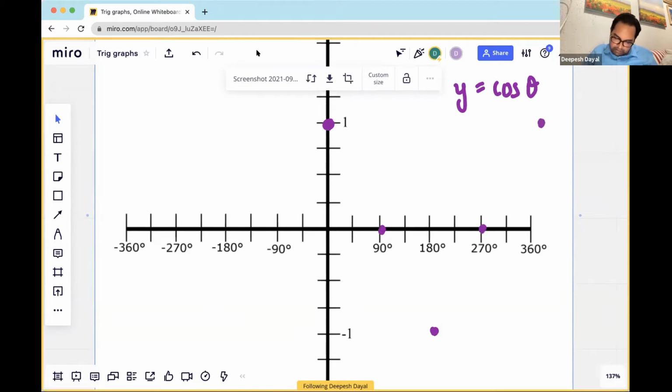Again here, -90, and then -180 here, -270, and then here -360. Okay, and then we're going to be connecting these points. Right, let's connect the points and you can draw it with me.